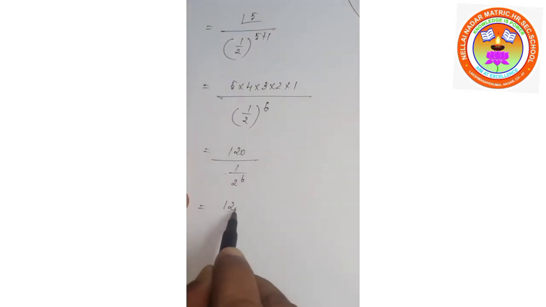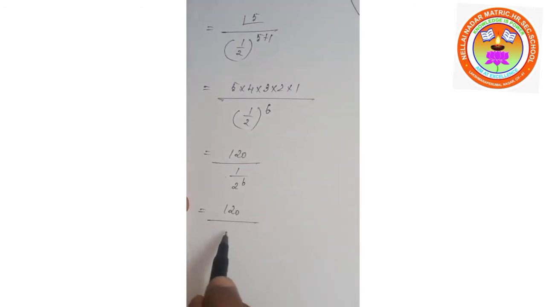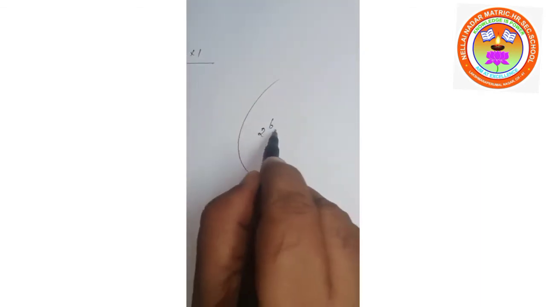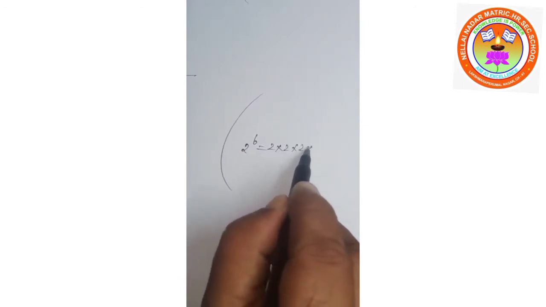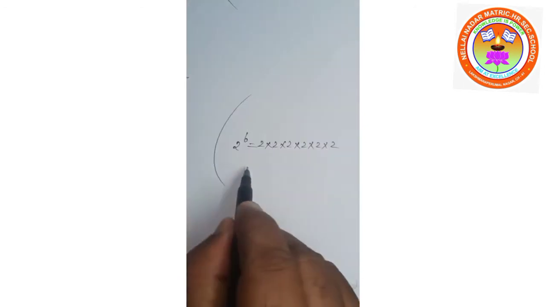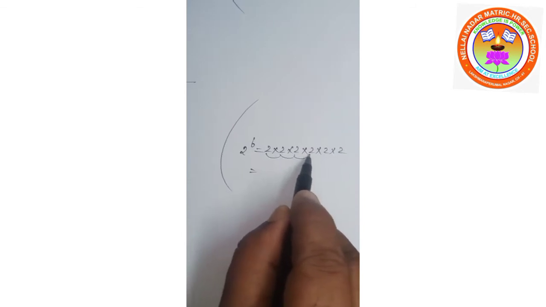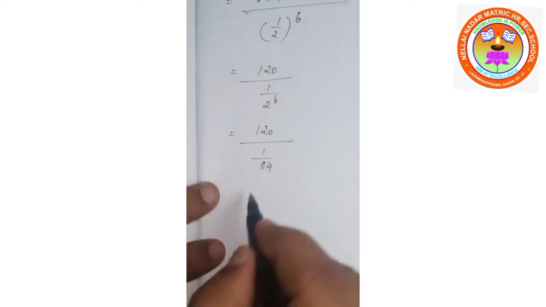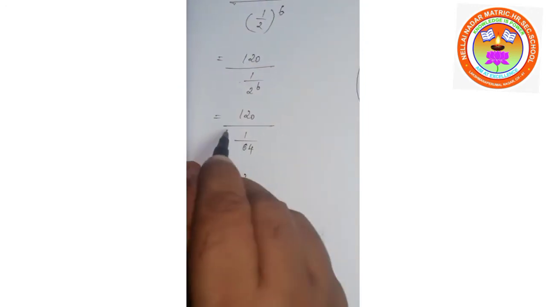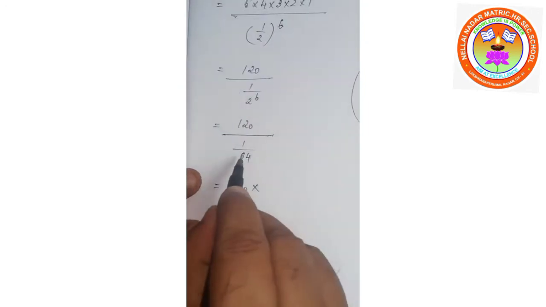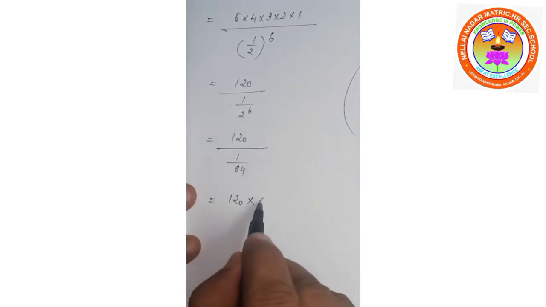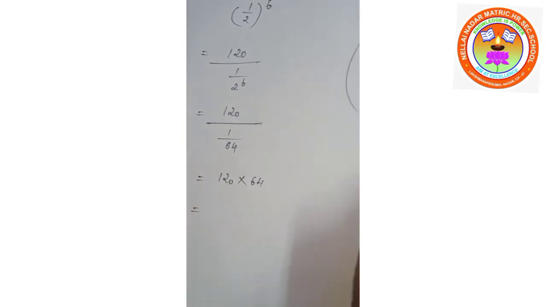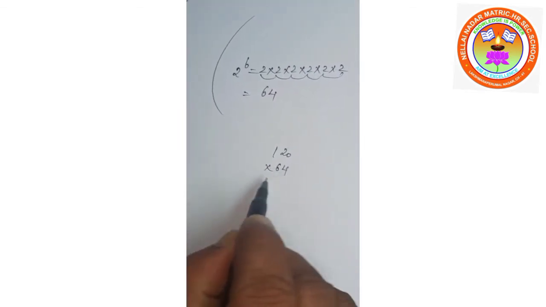Equals 120 divided by 1 divided by 2 power 6. 2 power 6 is 2 into 2 into 2 into 2 into 2 into 2. 2 2s are 4, 2s are 8, 2s are 16, 2s are 32, 2s are 64. So 120 divided by 1 by 64. This division becomes multiplication. 1 by 64 reciprocal is 64 by 1, 64 by 1 means 64. You have to multiply, so 120 into 64.